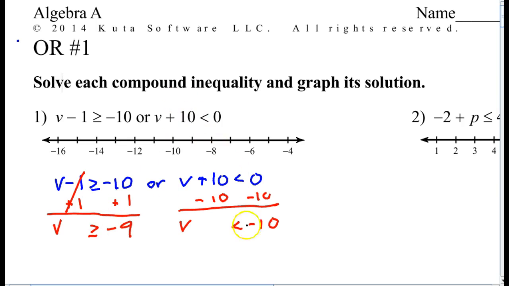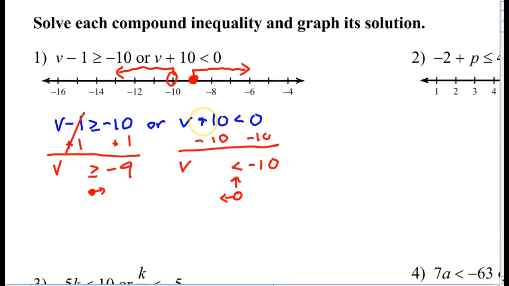So go ahead and graph both. Remember, is this open or closed right here? Yeah, that should be open and going to the left. This is closed, going to the right. So just go ahead and graph them both on here. We got -10, open and going to the left. And we have -9, closed, going to the right. Not too bad, right? So write that down if you haven't already.